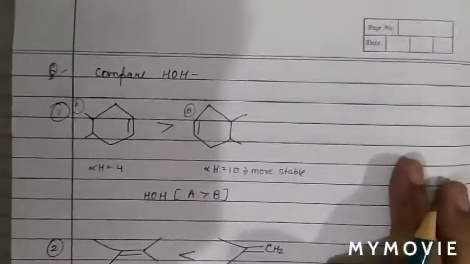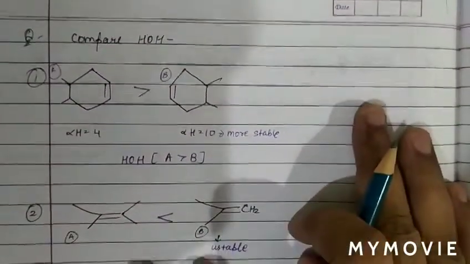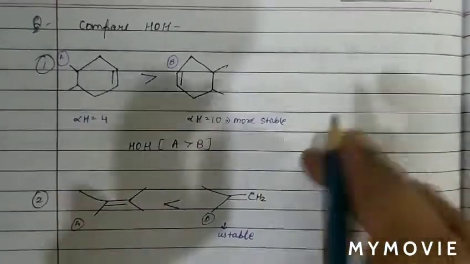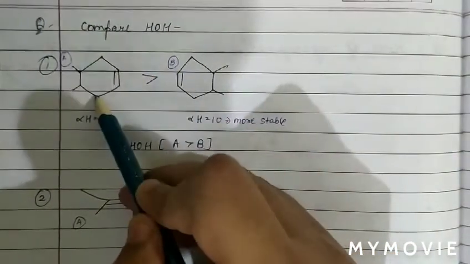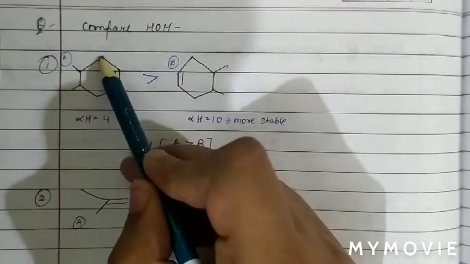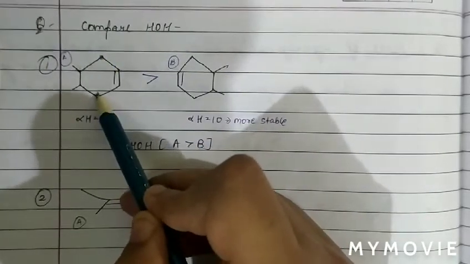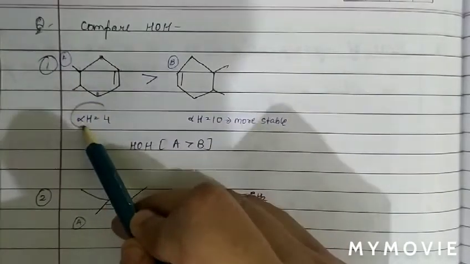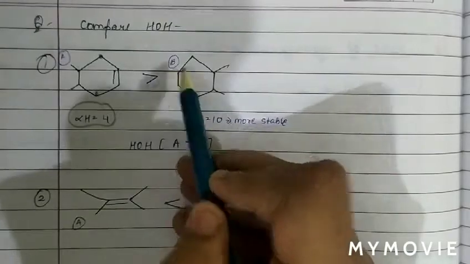Now we have to compare the heat of hydrogenation in these two questions. See, we have to compare the heat of hydrogenation. Now we can see that sp2 carbon, sp2 carbon. So basically this is sp2, this is also sp2. This is sp3 carbon and this is also sp3 carbon. 2 alpha hydrogens and 2 alpha hydrogens. So how many alpha hydrogens are there? 4 alpha hydrogens.